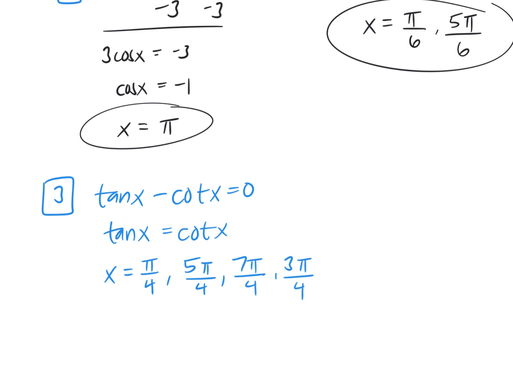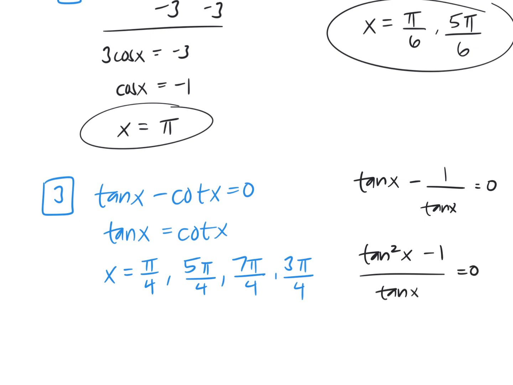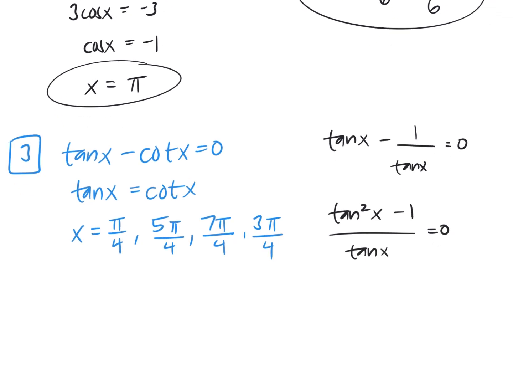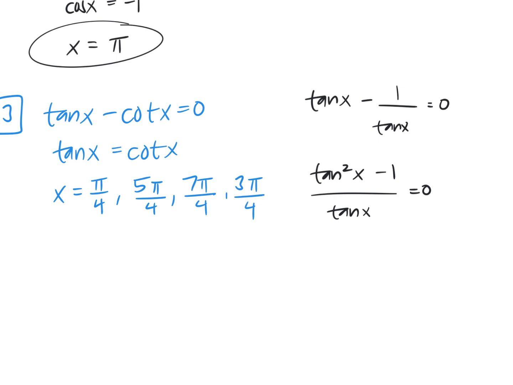So if I would have, instead of writing it like cosines and sines, maybe just left it like tangent of x minus 1 over tangent of x, right? And then we could do a common denominator, so tangent squared minus 1 over tangent of x is equal to 0. And now if I'm solving this like an equation, I can go ahead and cross multiply here, right? Multiply that tangent of x over, and I get tangent squared of x minus 1 equals 0.